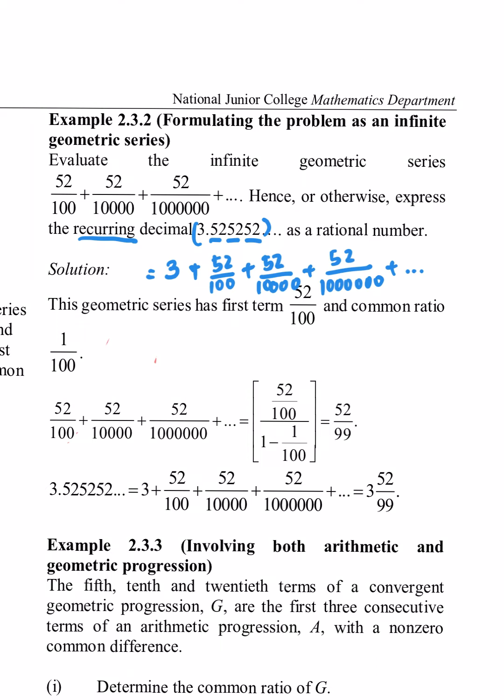So how are we going to apply the first part that we have solved to find the fraction for this recurring decimal? You can see that this portion is the infinite geometric series that we have found earlier on. So we just need to add 3 to 52 over 99 to obtain the rational number.